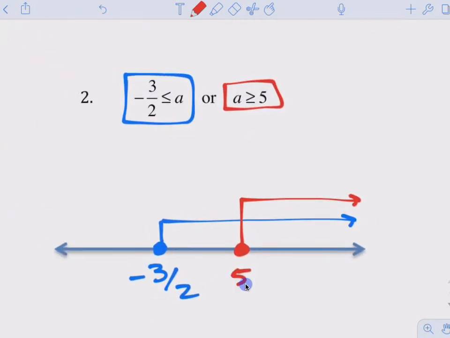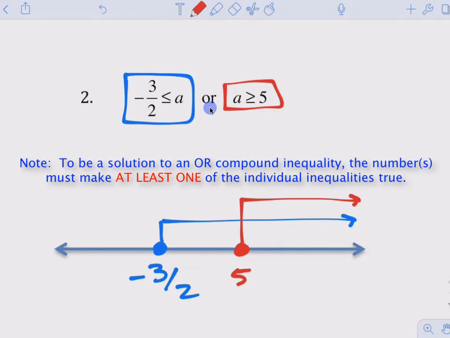All right. Being a solution to an "or" compound inequality is actually much easier than being a solution to an "and" inequality. In order to be a solution to an "or" compound inequality, the number has to make at least one of the individual inequalities true.